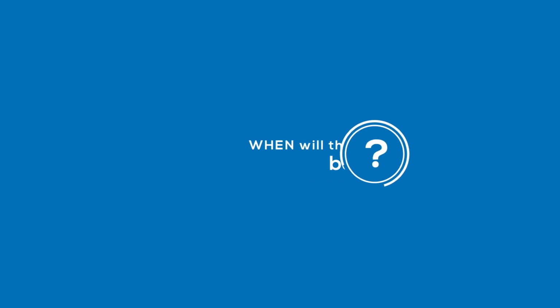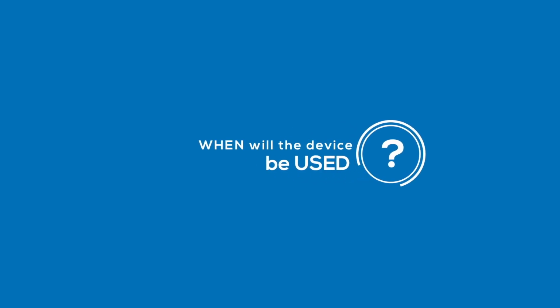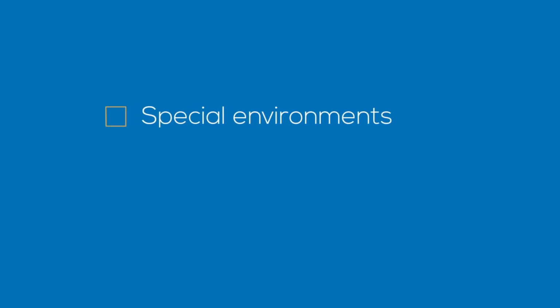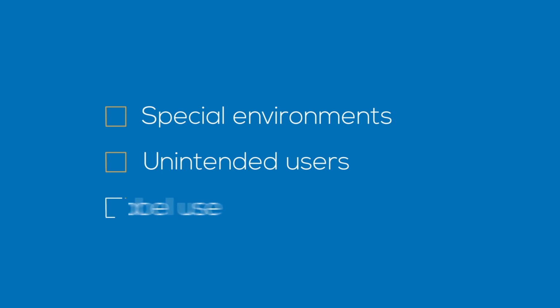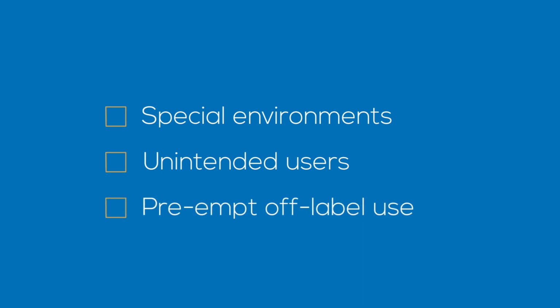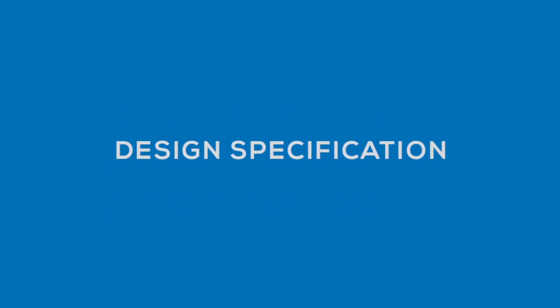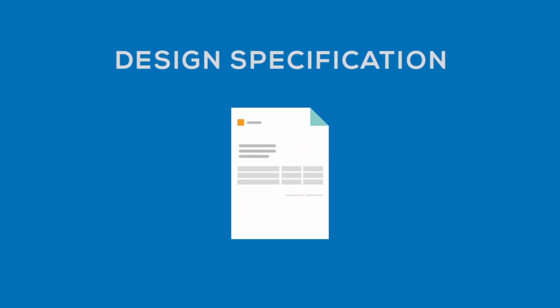The circumstances where the device is to be used also need to be included. For example, are there special environments such as trauma settings that you need to consider? Are there any end users who need to be specifically excluded for safety or other reasons? The goal is to prevent and preempt off-label or unintended use of the device, which may end up in costly lawsuits.